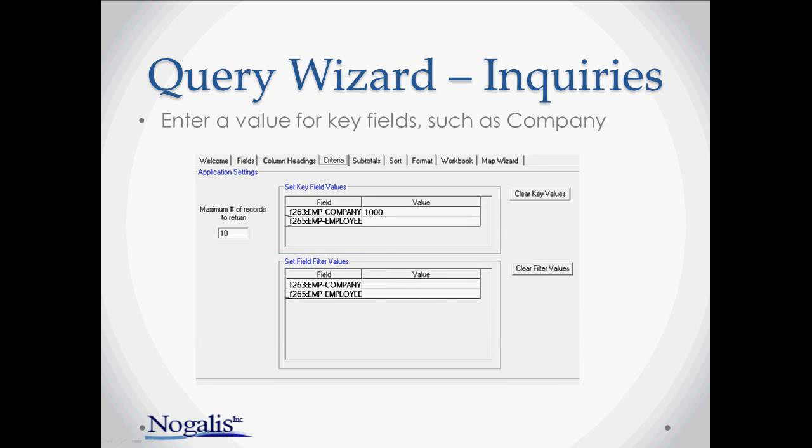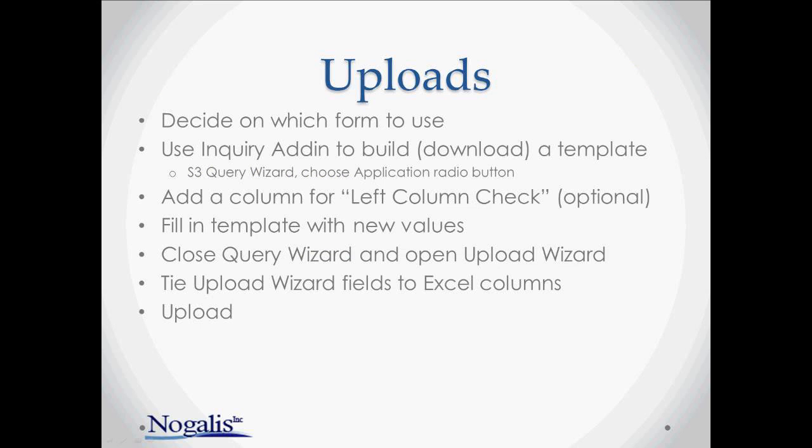So we've gone into great detail on queries, and much of the process is similar in the next section covering Addins Upload Widget, so we'll focus on differences in their use. Again, decide on the best form to use. There are often multiple versions of the form that will do similar things. Build a template to make it easier by using the query wizard application radio button when you do the inquire function, and load those into a spreadsheet.